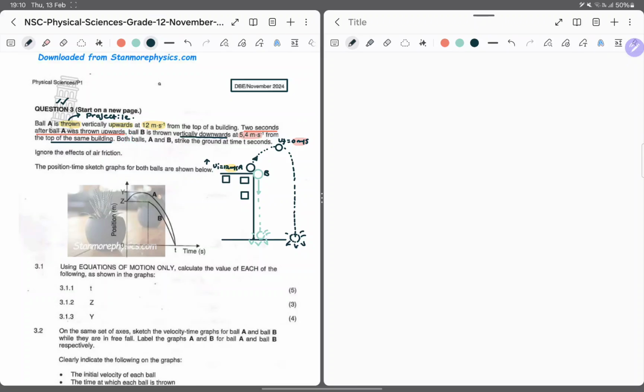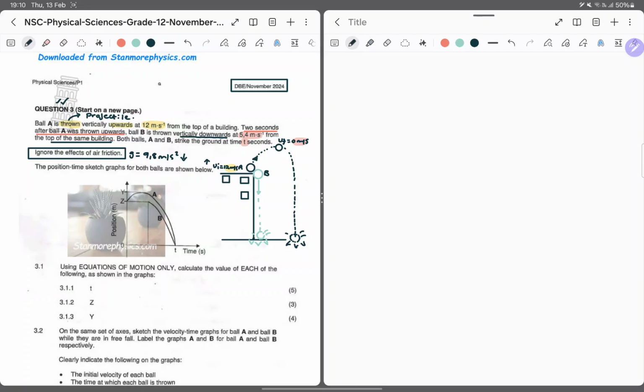We are told both balls strike the ground at the same time. And what is this time? T seconds. Okay, both balls A and B strike the ground at time T seconds. That means the same time. Then here comes our famous statement: we are to ignore the effects of air friction, and this means G is basically 9.8 meters per second squared down. So that statement gives us that value. We need to know that.